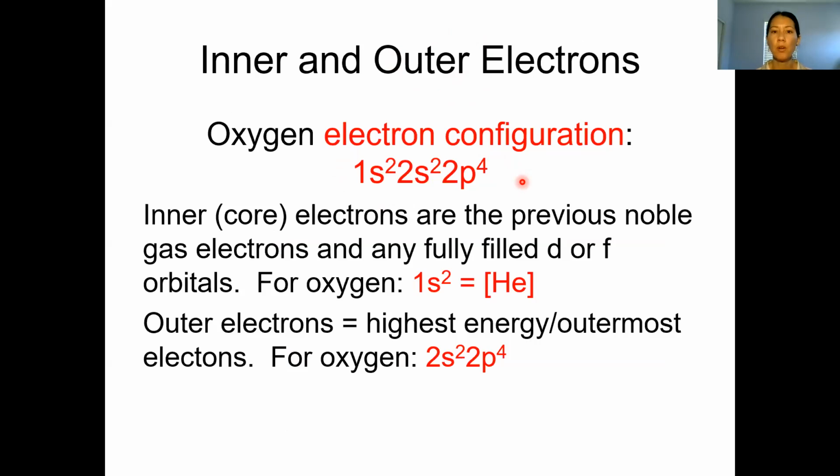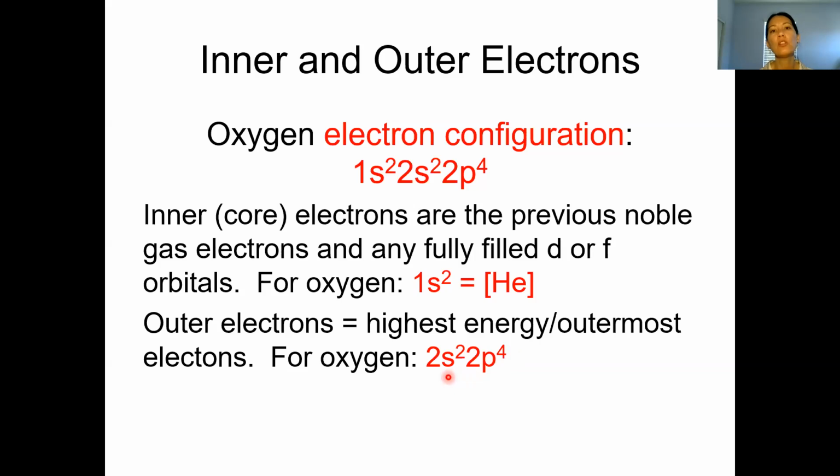If you look, the previous noble gas is helium, 1s2. So for oxygen, the inner electrons are helium. Later on, when you get to more involved atoms, fully filled D's or F's are not reactive, so those end up being inner core electrons as well. What are oxygen's outer electrons? These are the highest energy or outermost ones. So for oxygen, they're the 2s2 and 2p4 electrons. So oxygen has a total of 6 outer electrons and 2 inner electrons.